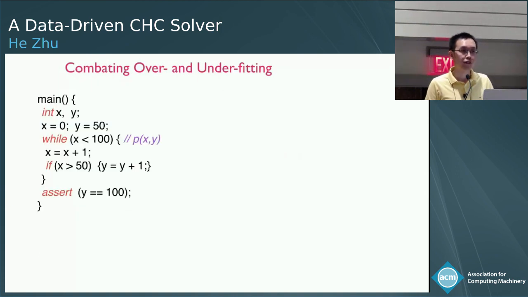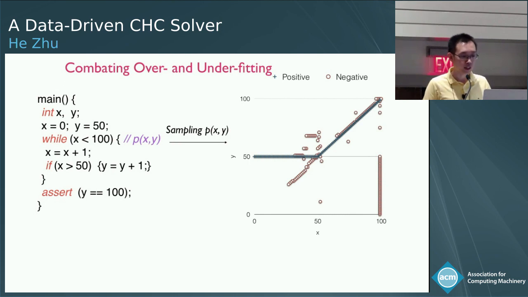But linear classification is well known to be prone to overfitting and underfitting. Our verification approach built on top of it suffers from these two. For example, consider another simple while loop program. We again use pxy to represent the unknown inductive invariant, and sample positive and negative data.